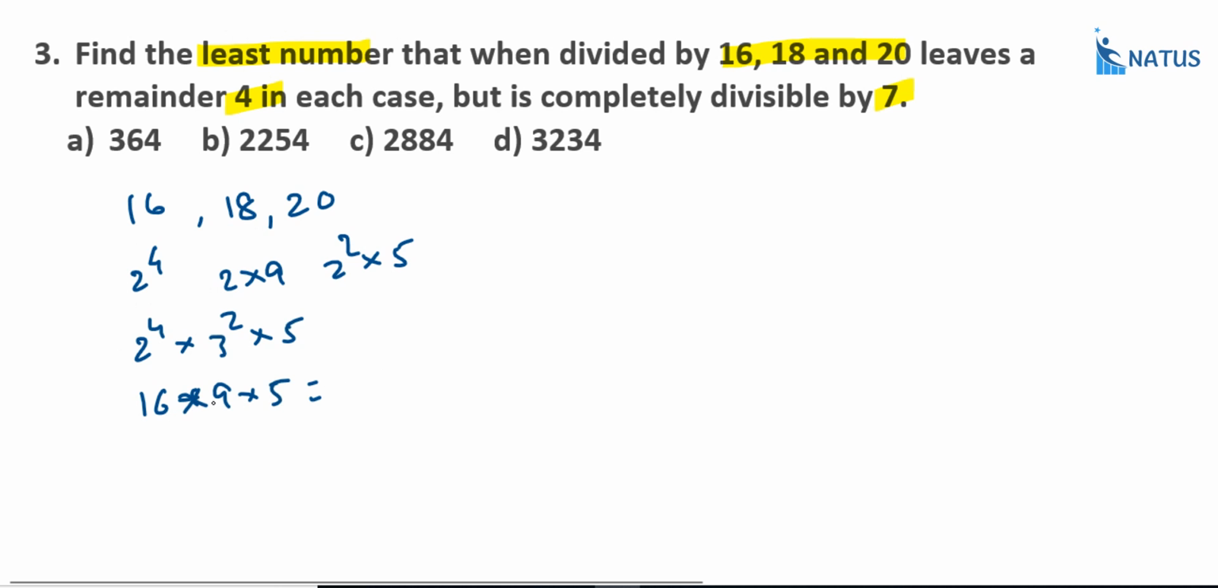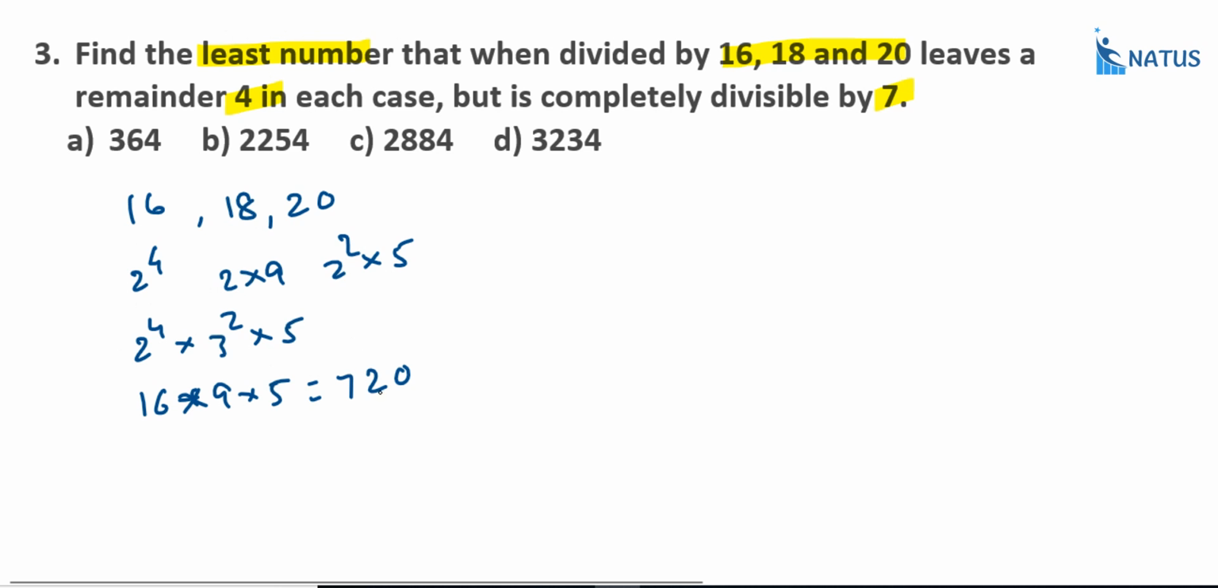This is equal to 80 into 9, that is 720. This number is exactly divisible by these numbers, but what we require is remainder equal to 4. Just add 4 to this number, then we get 724. If you divide this 724 with any one of these numbers, the remainder must be 4.